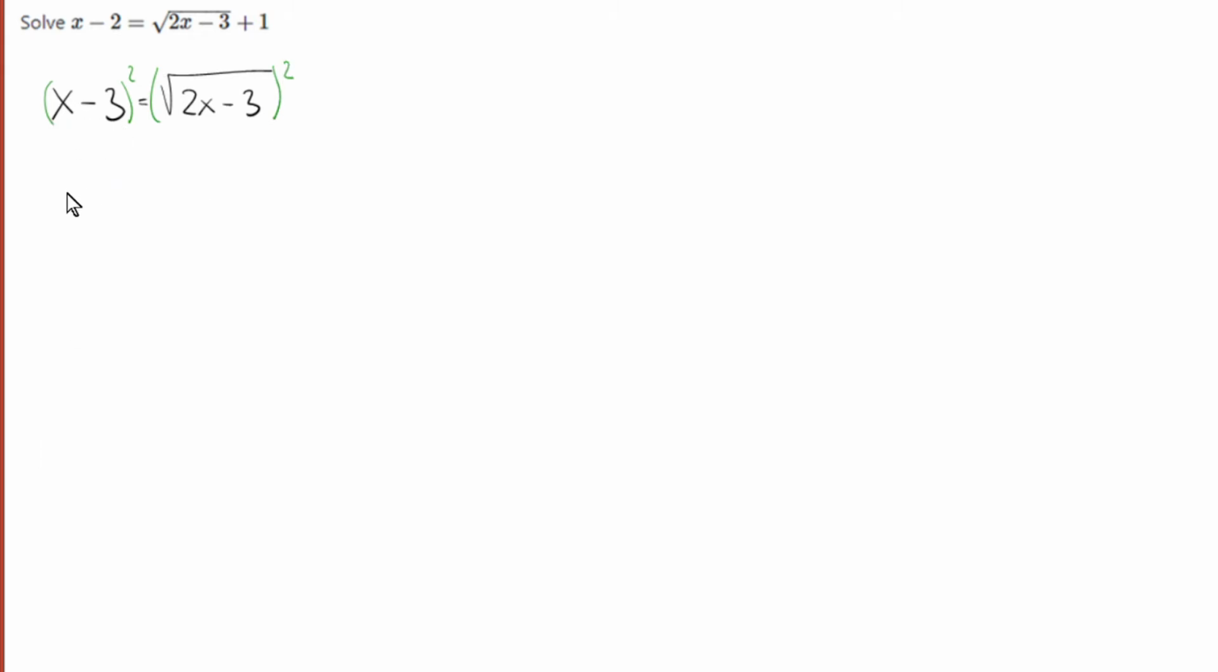X minus 3 squared, if we expand that, we're going to get x squared minus 6x plus 9. And that's the left-hand side. On the right-hand side, the squaring of a square root just eliminates the square root, and we're going to be left with 2x minus 3. We move all the terms to the left-hand side and combine like terms. So we have negative 6 minus 2x is negative 8x. And we have 9 plus 3 is going to be 12.